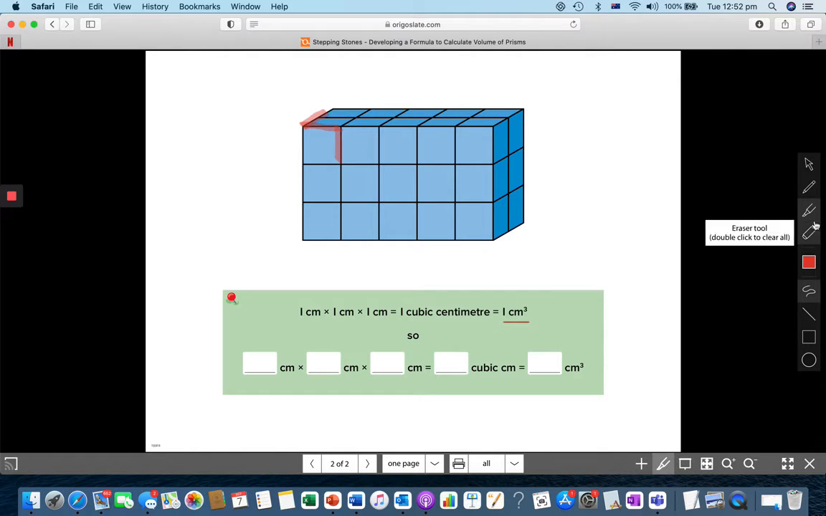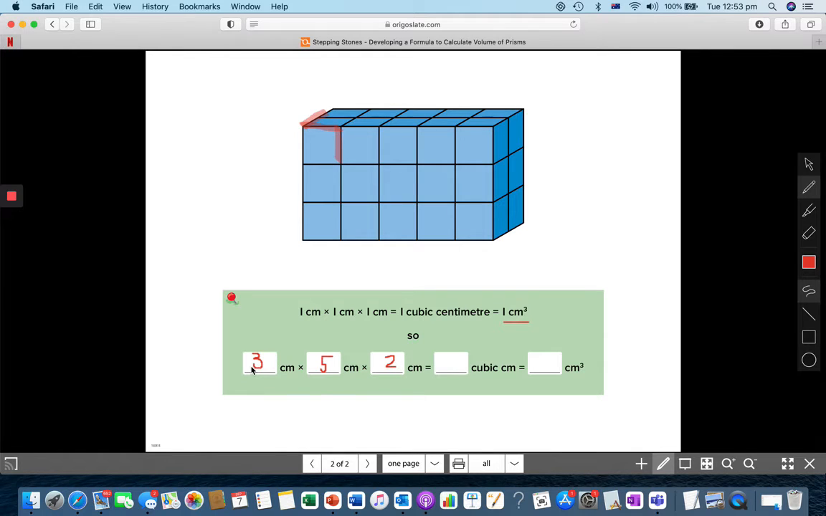To help us work out the total volume of this prism without counting each cube, we can simply record, first of all, how tall is this? We can say 3 centimeters, because remember, the height is 1 centimeter. How long is that? We can write 1, 2, 3, so we can write 5. And then, because there is a third dimension to it, how deep is that? Well, we've got 2 centimeters deep.